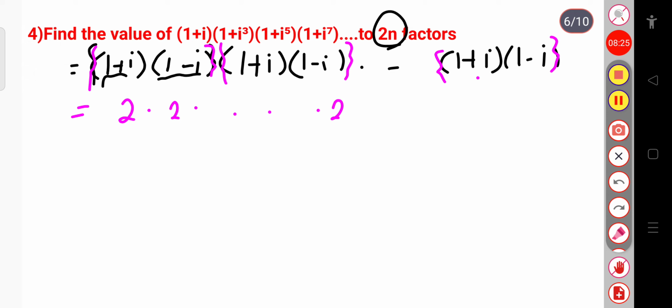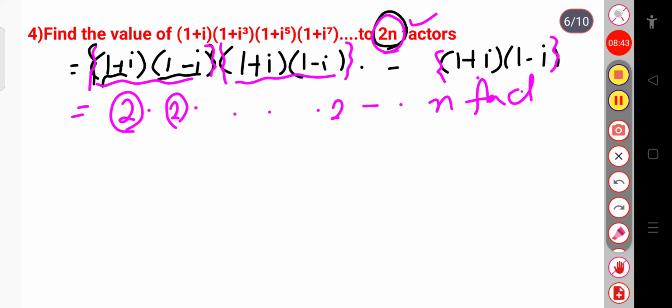So you can see that I am taking these two terms as one 2, and again these two terms as another 2, and so on. So there will be n factors. Clear? Since here we are considering each pair of terms as 2, we can write this as 2 into 2 into 2 and so on up to n factors. That will be equal to 2 raised to the power n. Clear? So this will be the answer, that is 2 to the power n.